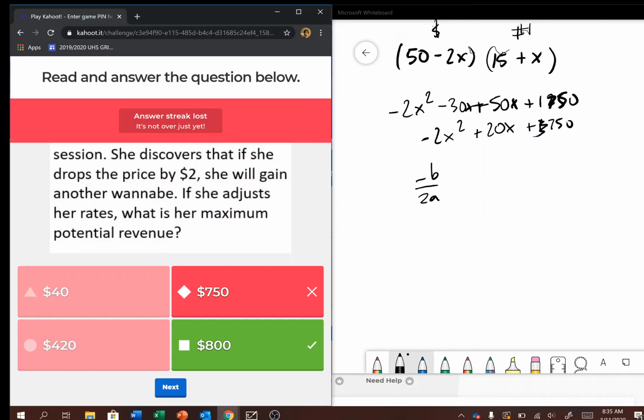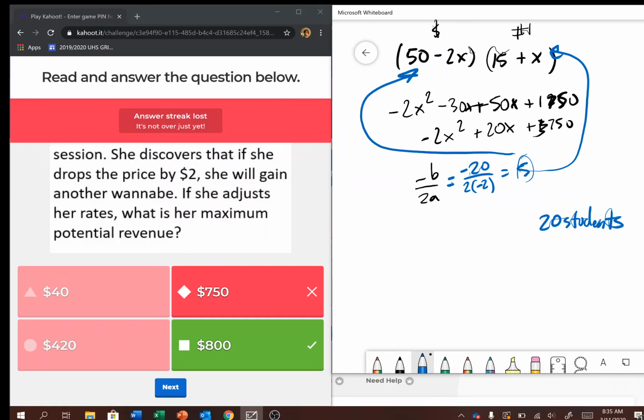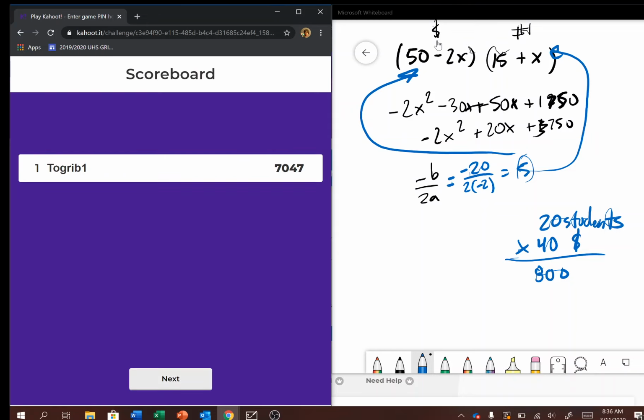Let me show you why I got that wrong. Negative b over 2a is going to be negative 20 divided by 2 times negative 2, which is 5. So that means 5 is the number of price decreases she should make. At that time, she will have 20 students, because if we plug the 5 back in here, we end up with 20 students. And if we plug the 5 back in here, we end up with $40 per student. So if we multiply 20 and 40, we get 800. So the answer should have been 800. Dang, answer streak is lost. Rip.